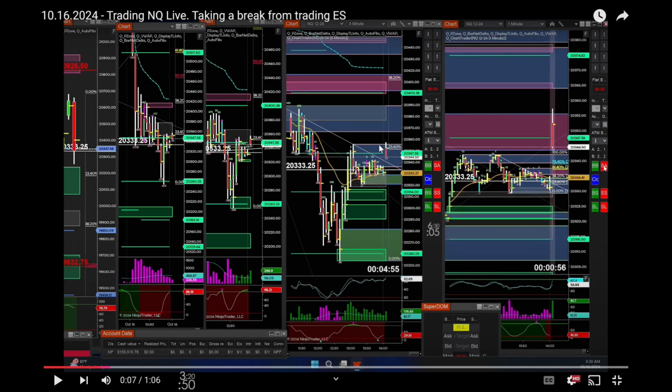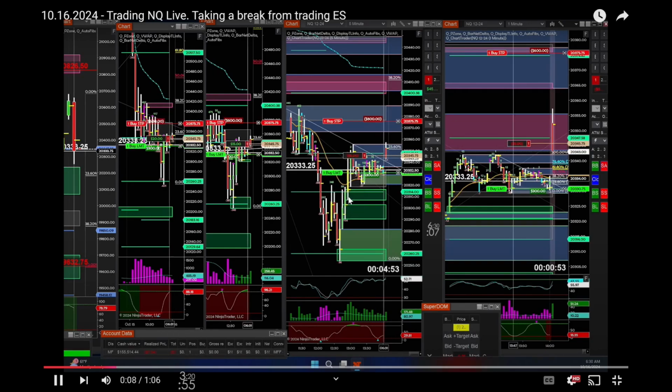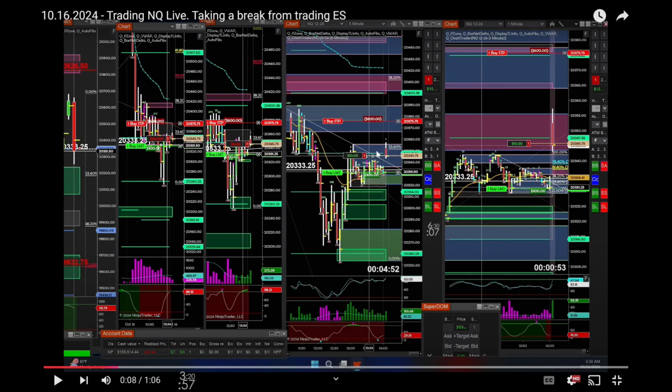Right there, it tested the wick. It got rejected right away. There's my first entry right here. My target would have been just the gap fill.